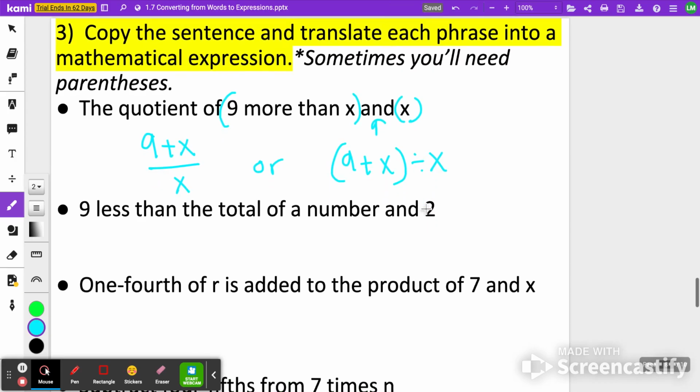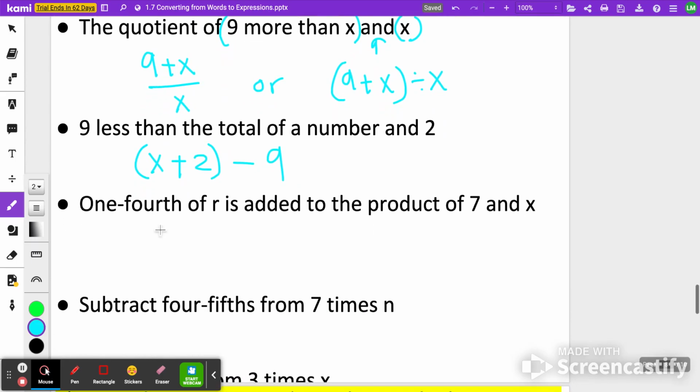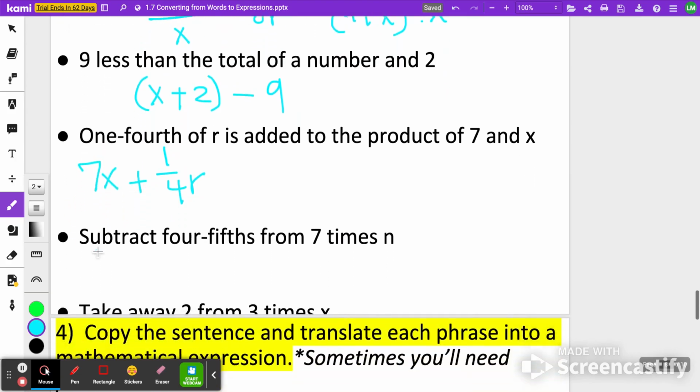Okay. The next one, 9 less than the total of a number and 2. Well, the total of a number and 2 would go first, so x plus 2 in parentheses, and then minus 9. Third one, 1/4 of r is added to the product of 7 and x. So we have 1/4 of r is added to the product of 7 and x. So 7x plus 1/4 r.